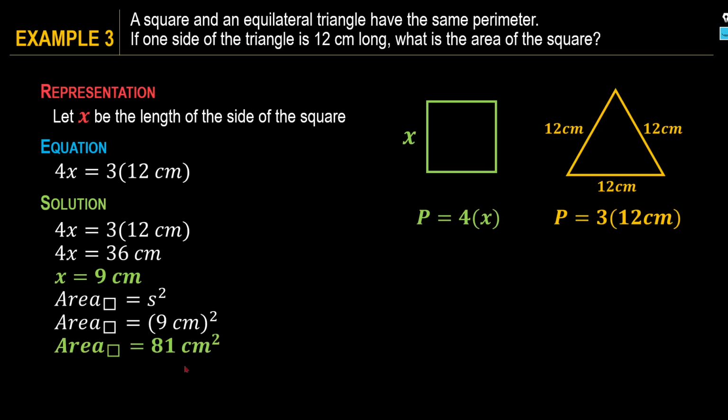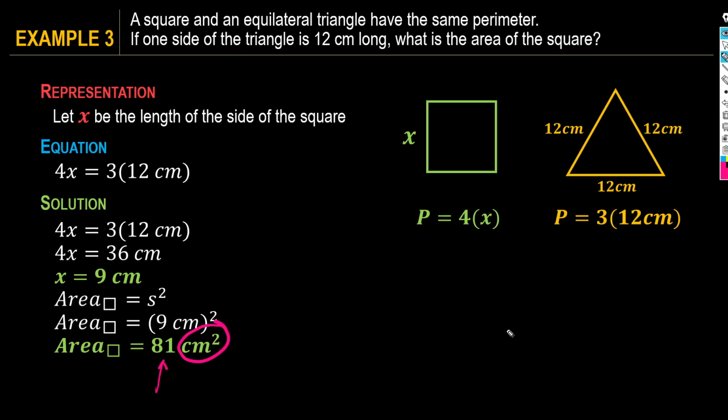So we have 81. Pause. How do you read this properly? It should be read as 81 square centimeters. There are a lot of students who read this wrong. They read it from left to right, look at this: 81 centimeters squared. Typically, students read it that way, but that's incorrect. You should read it like this: 81 square centimeters.